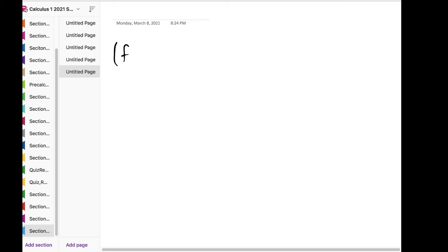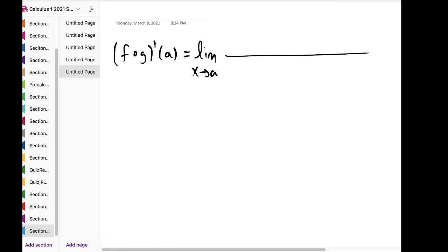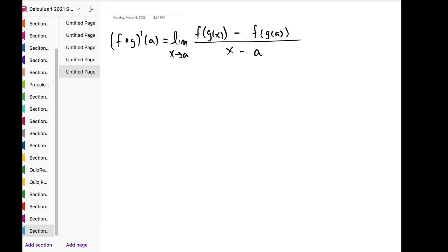The derivative of f of g at a is equal to the limit as x approaches a of f of g of x minus f of g of a, over x minus a. Okay, so now I don't see much I can do here. You can't really simplify this at all.